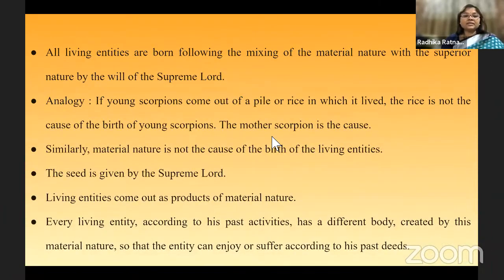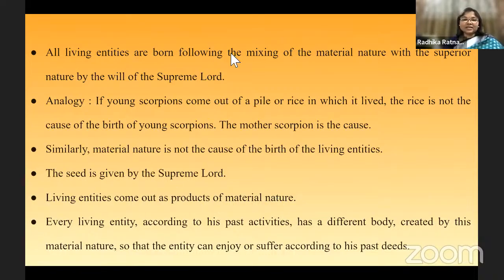So all living entities are born following the mixing of material nature with the superior nature by the will of the Supreme Lord. If young scorpions come out of the pile of rice in which they lived, the rice is not the cause of birth of the young scorpions. The mother scorpion is the cause. Similarly, material nature is not the cause of birth of the living entities. Again, it is the seed-giving father, that is Lord Krishna. Living entities come out as a product of the material nature.